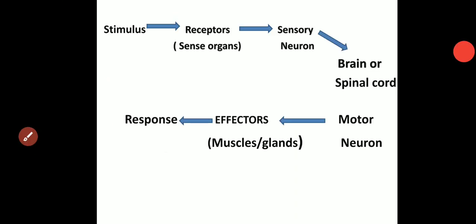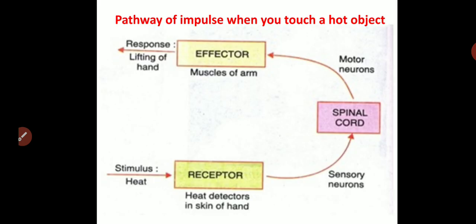Now this diagram shows you the schematic representation of the nervous pathway. Stimulus, from the stimulus it goes to the receptors, that is the sense organs. From there to the sensory neuron. From there to the brain or the spinal cord. From there it goes to the motor neuron. From the motor neuron to the effectors, and the effectors show the response. The same thing is also depicted in this diagram.